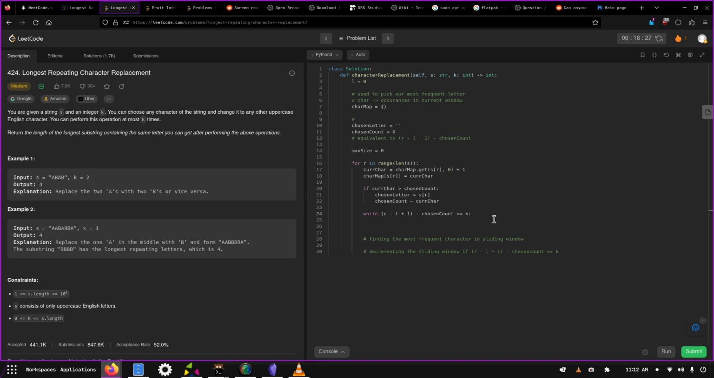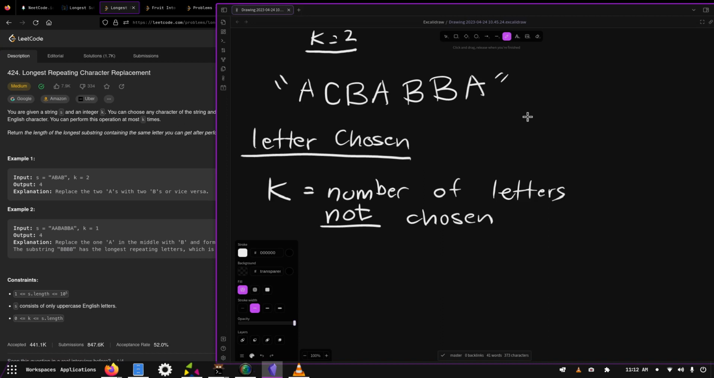We need to check that when we decrement a character and it's the same as our chosen character. Let's see, so in this case of ACBA, because A in this example will be our chosen character, but then we decrement, and this is our new substring, because K is equal to 3 here, so it needs to be equal to 2.